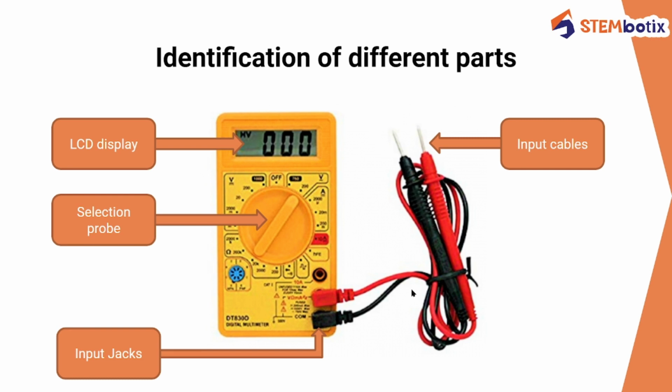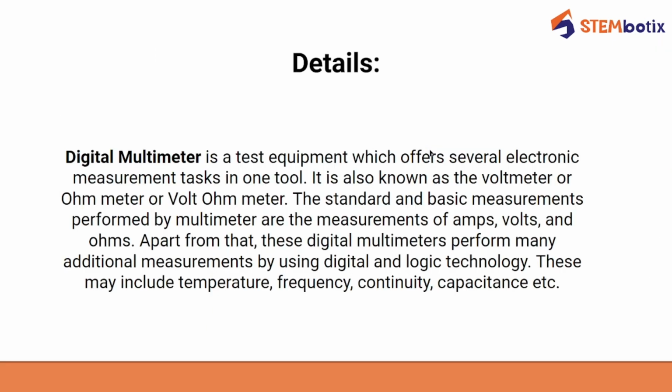So these are the cables in which this black cable is there for ground connection, and the red wire is there for, you can say, positive or the higher level.